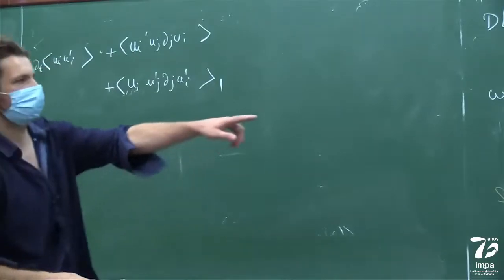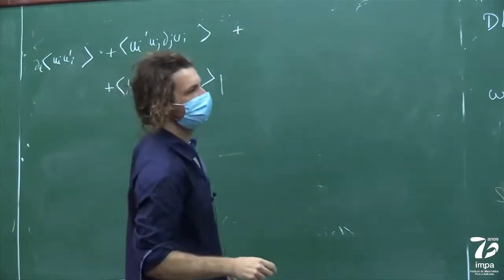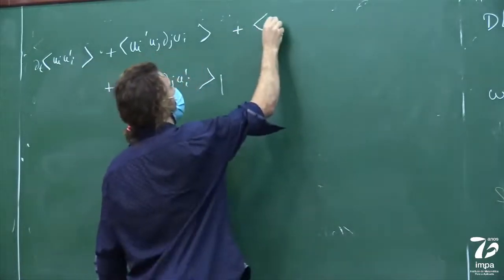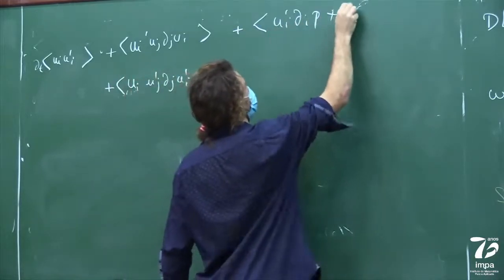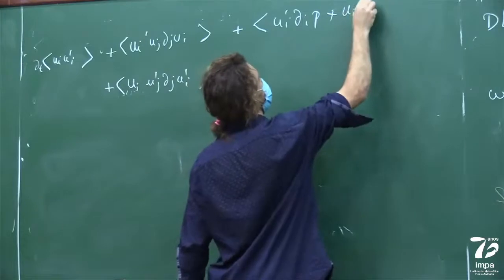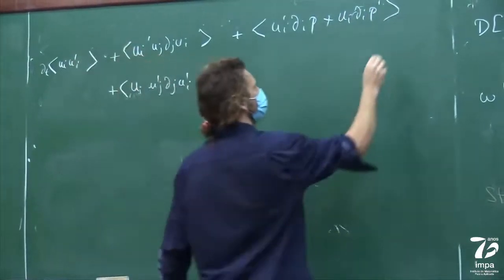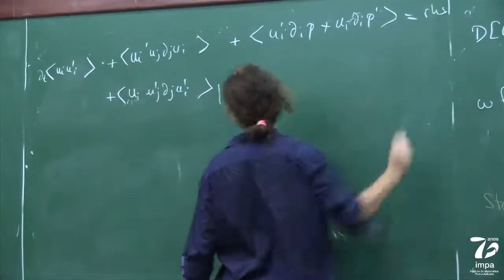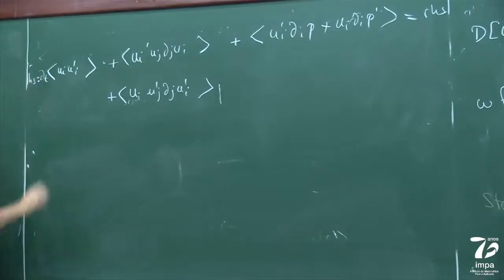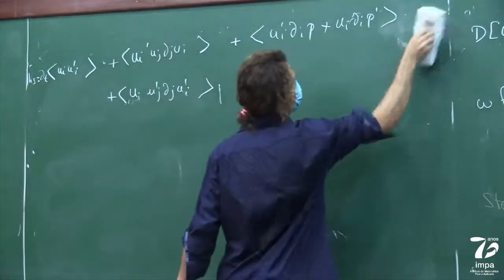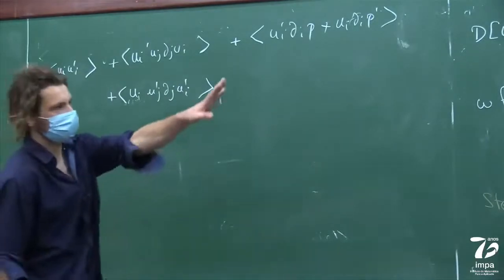Okay. Then you have the term involving the gradients. The term involving the gradients is u prime i di pi plus ui di d prime equal the right hand side. So I will call it the left hand side. The right hand side we will deal with later.